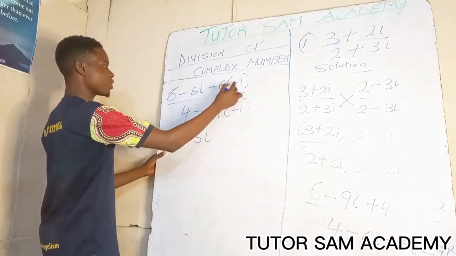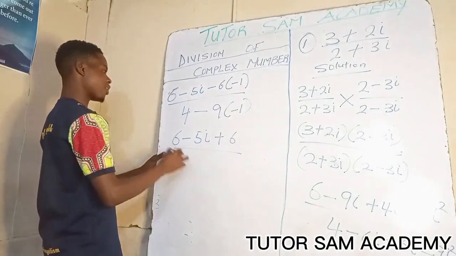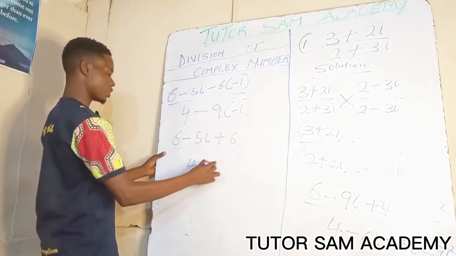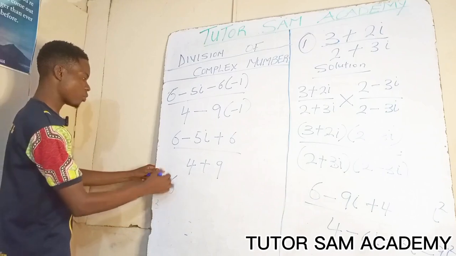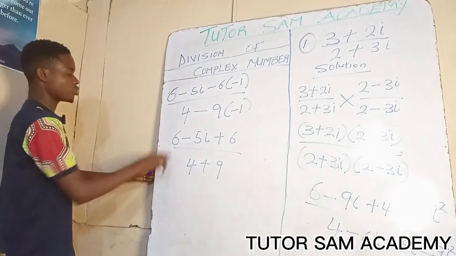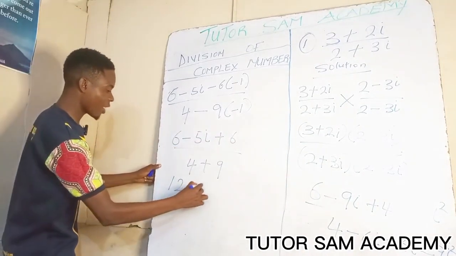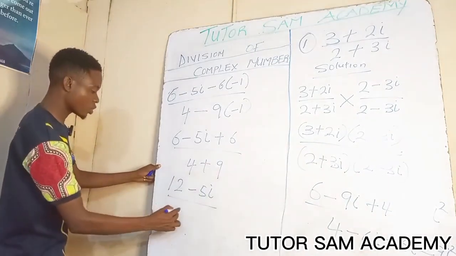This is plus, minus times minus is plus. 6 times 1 is 6. So all over 4. This times this is plus 9. So finally, our answer will be what? 6. When you add 6 to 6, give us what? 12. So this is 12 minus 5i all over what? 4 plus 9 give us what?